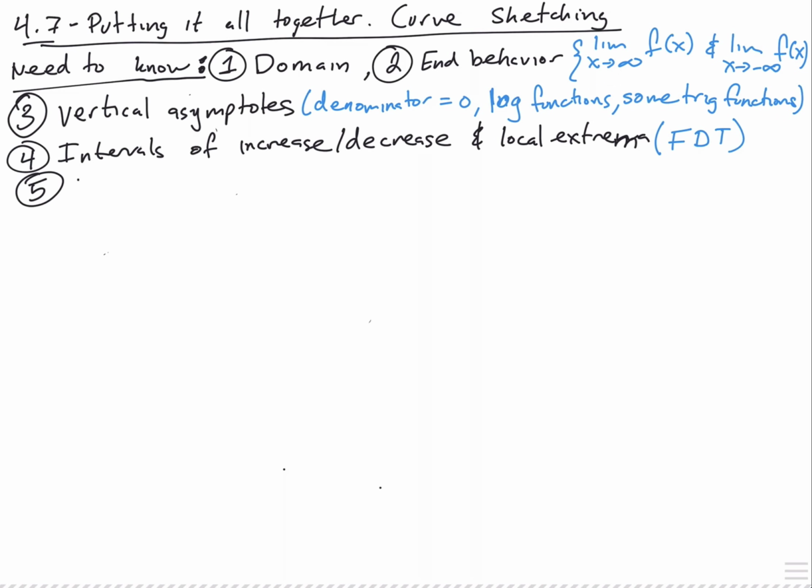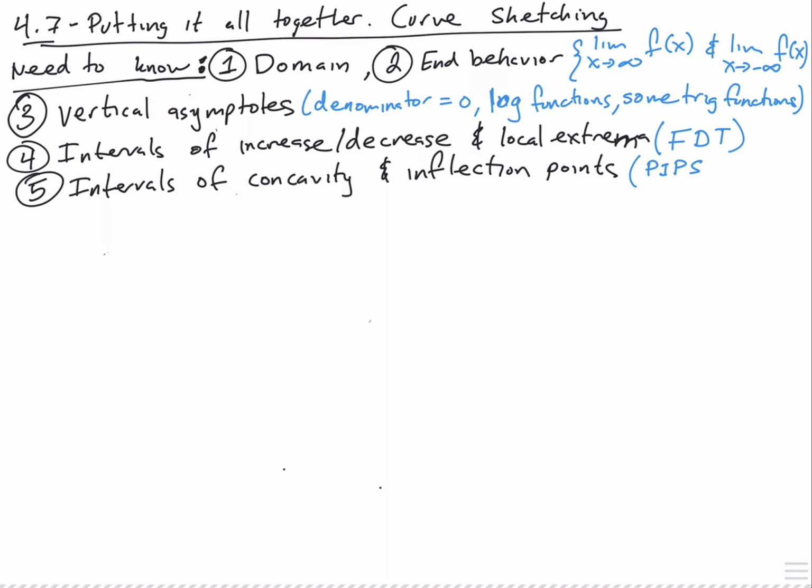Okay, and then the last thing is the intervals of concavity and inflection points. All right, so how do I find that? Not to be confused with the second derivative test, right? There isn't really a name for it, but PIPs and all that stuff we just did. Okay. All right. So that's it. That's all we need.